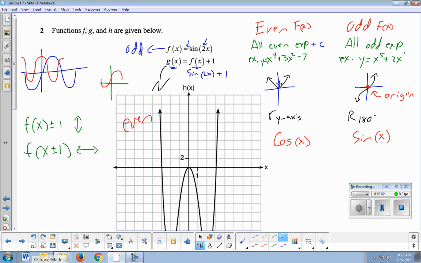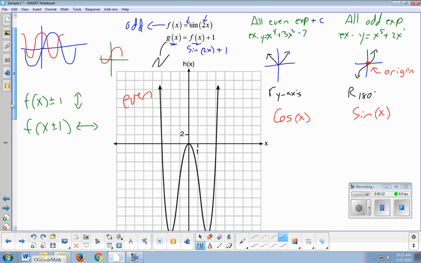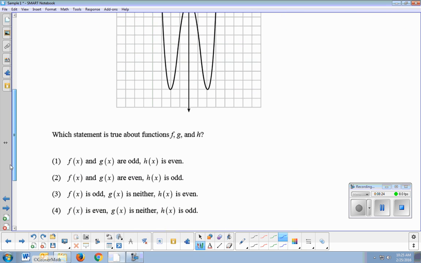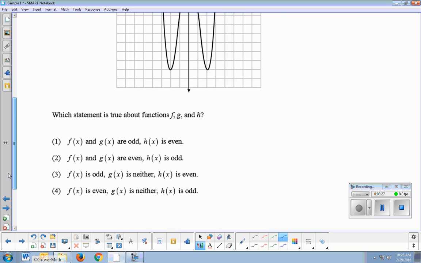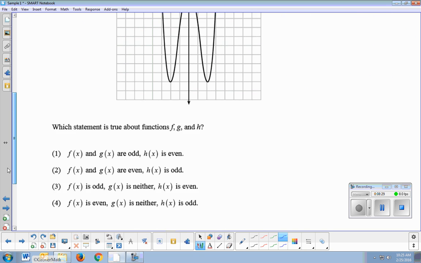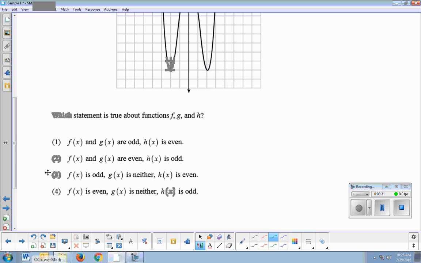Graphically, we see the symmetry, the reflection or rotation for even and odd. But also sometimes they'll give you equations like this. Remember, if it's all even exponents, including constants, that's even. And if it's all odd exponents, it's odd. If it's a mixture of both, if it's x cubed plus 2x squared, that would be considered neither. So, all right, let's see. We got f of x is odd, g of x is neither, and h of x is even. And that would be choice 3.